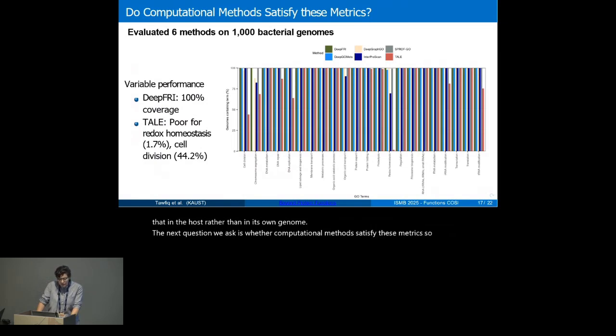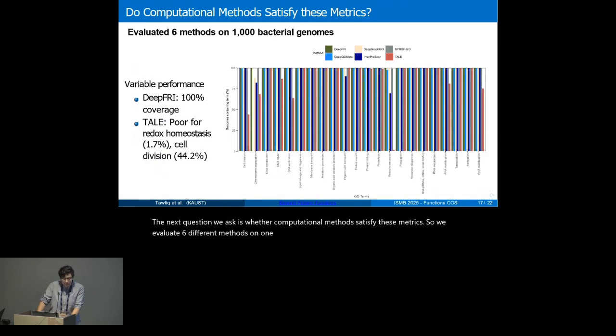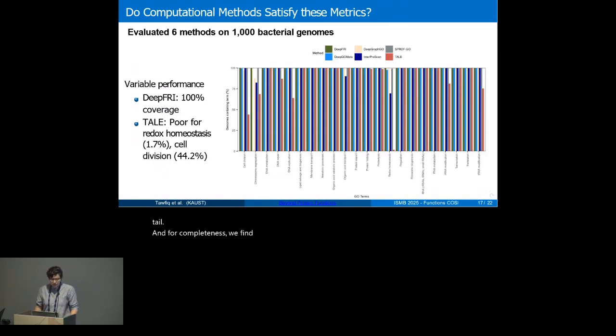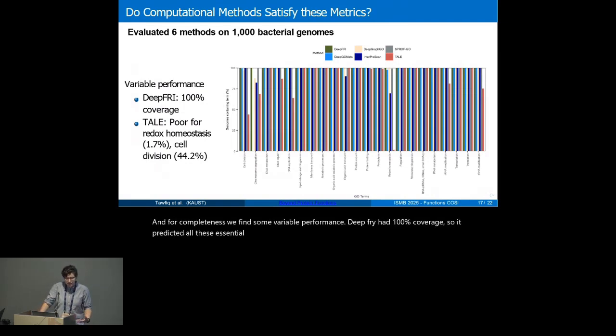The next question we ask is whether computational methods satisfy these metrics. So we evaluate 6 different methods on 1,000 complete bacterial genomes we got from NCBI. The methods were DeepFRI, DeepGO Meta, DeepGraphGO, InterProScan, SPRoF-GO, and TALE. And for completeness, we find some variable performance. DeepFRI had 100% coverage, so it predicted all these essential functions in all the genomes. TALE performed the poorest. For example, the term redox homeostasis was only found in 1.7% of the genomes. And we also find that some essential functions are never predicted by some of the methods.